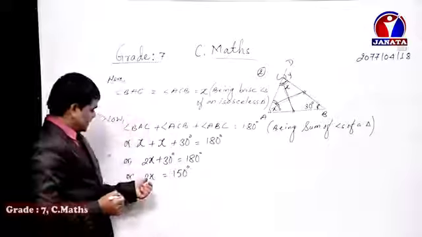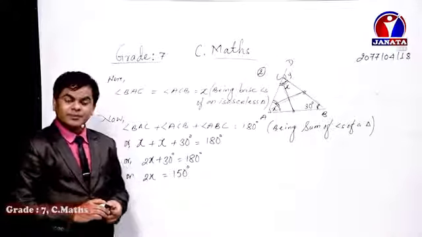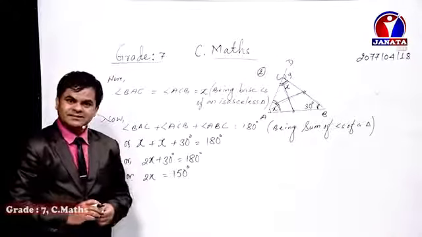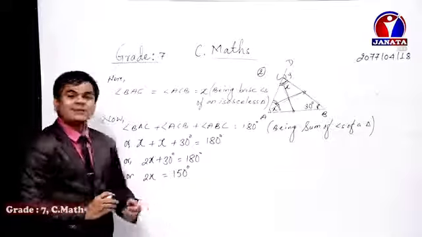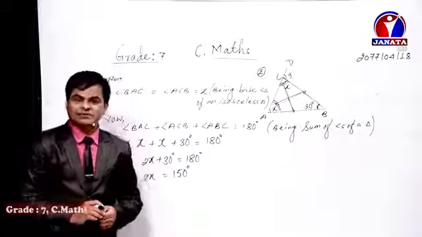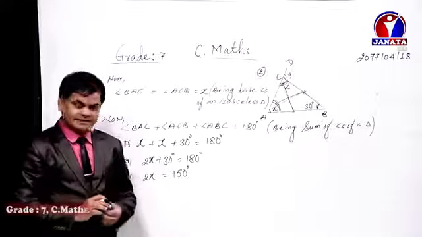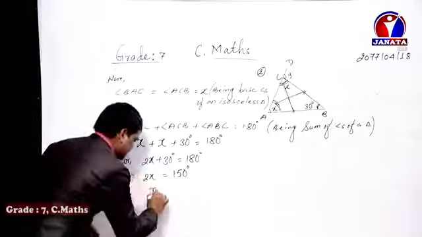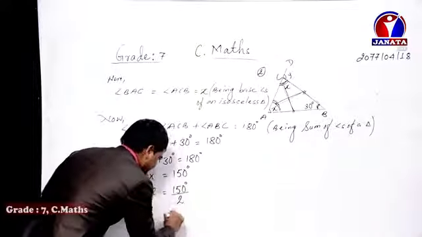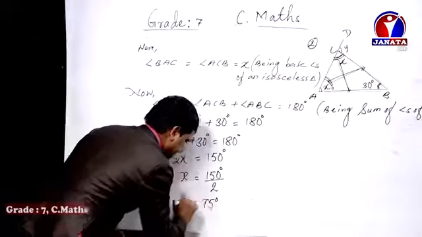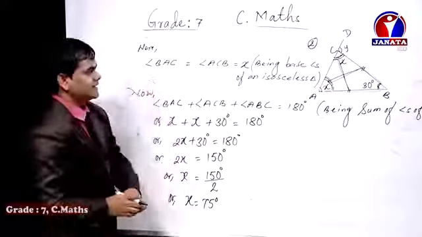Now what is the relationship between the 2 and x? 2x means 2 times x. 2 is multiplying with x. Because of that, the term which is multiplying on the left hand side, when we take it towards the right hand side, it will divide, isn't it? That's why x equals 150 degree divided by 2. It means 75 degree. So we got the value of x as 75 degree.